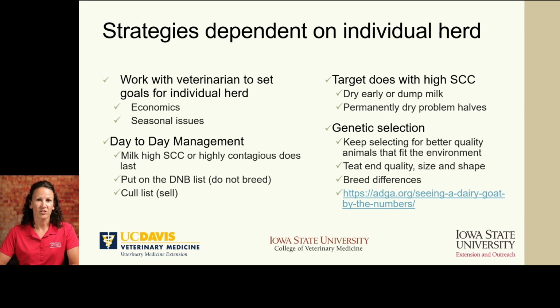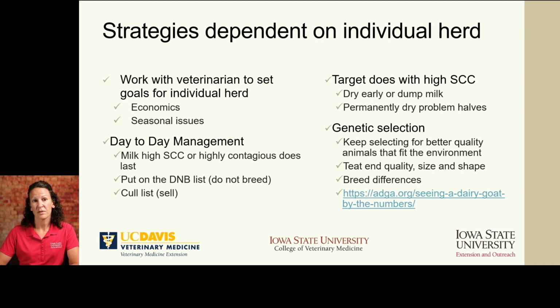Having a working relationship with a local veterinarian can help achieve milk quality goals and provides a learning opportunity in other areas of animal health and management. On a day-to-day level, if known animals are highly contagious, a conscious effort to milk those animals last will help in reducing the transmission to those healthy does. And depending on the severity, decisions to put chronic or contagious animals on a do not breed list or a cull or sell list may be beneficial for the overall health of the herd.